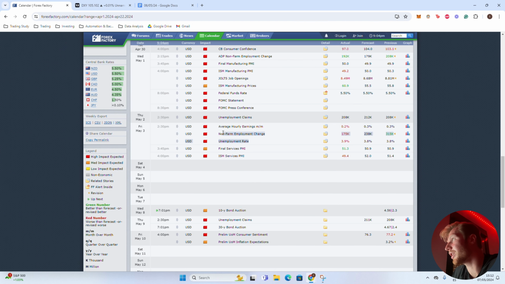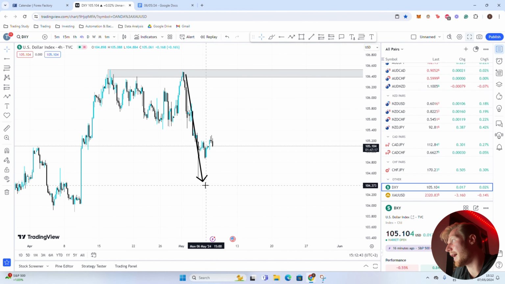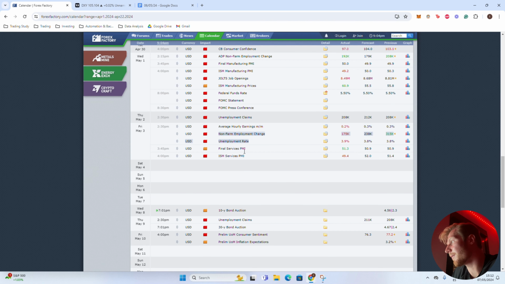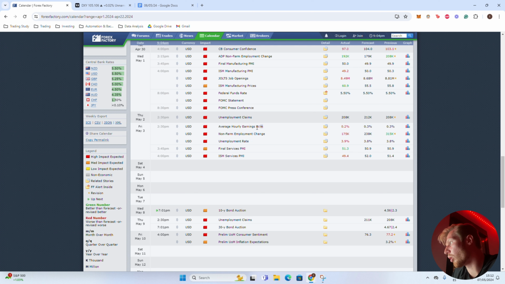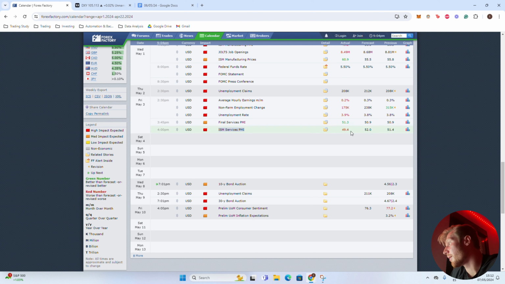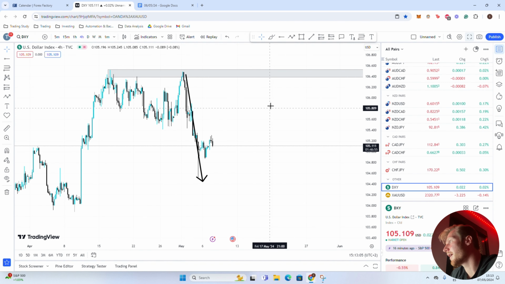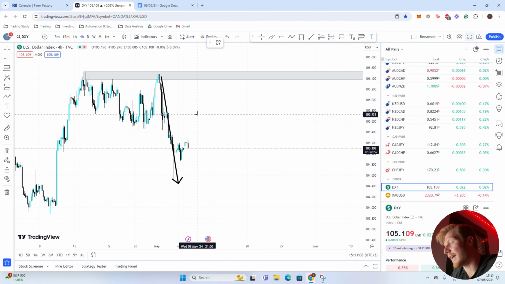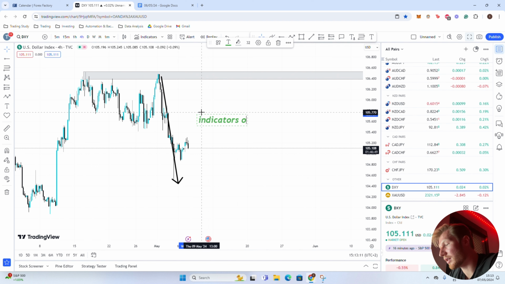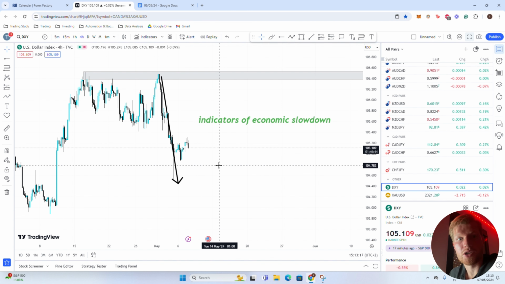Then we had the big one, the real catalyst of this move. The real catalyst was NFP, right? The jobs data. We had poor average hourly earnings, lower than expected. NFP was worse than expected, and the unemployment rate came out higher than expected, which is worse. Also, ISM services PMI came out in non-expansionary territory, below the forecast. So all of this data is indicating some economic slowdown, which has driven the dollar down.